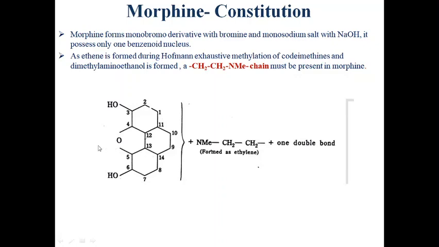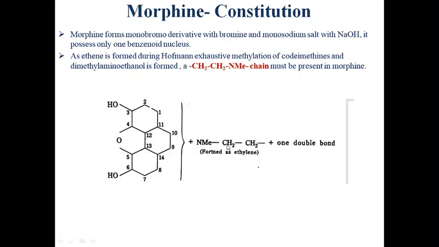So the partial structure of morphine, you can see here, positions 1, 2, 3: at position 3 there is OH and at position 6 there is OH. This is a phenolic OH, this is a secondary alcoholic group, and there is an ether linkage at C4 C5. Up till now we have determined this structure.